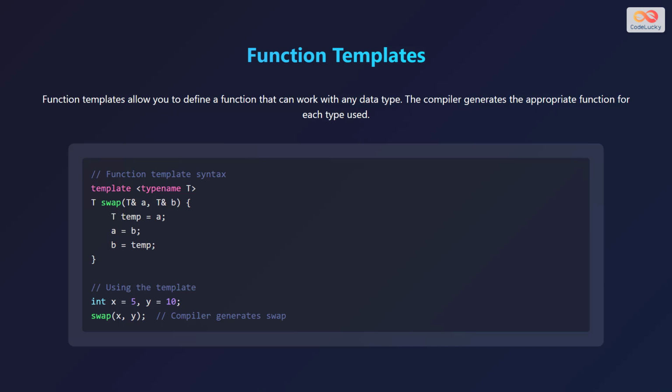Function templates allow you to define a function that can work with any data type. The compiler generates the appropriate function for each type used. Here's the function template syntax.